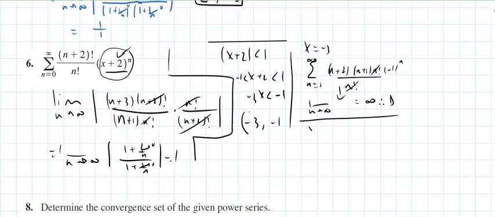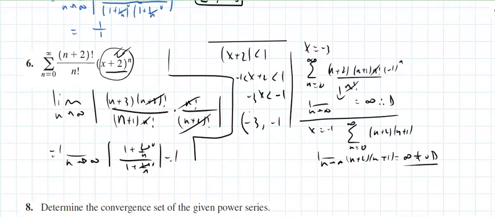And if I let x equal negative 1, the same thing is going to happen. I'm looking at the series n equal 0 to infinity of n plus 2 times n plus 1. If you put negative 1 in there, it will be 1, but again, the limit as n approaches infinity of this will equal infinity, which is not 0. Therefore, this diverges by the test for divergence.